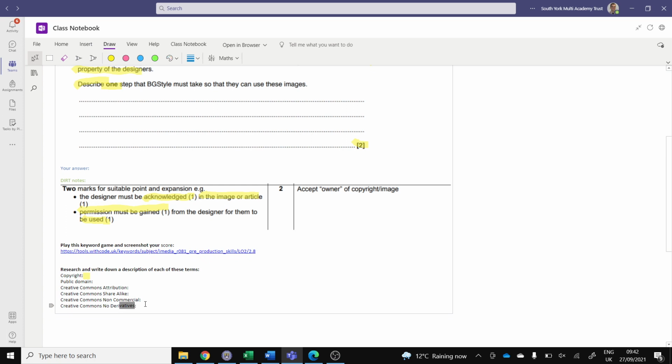Creative Commons no derivatives. So a derivative is something that you make based off it. So if it's no derivatives and you've got a picture of, I don't know, a skateboard, you're not allowed to digitally alter that skateboard to make it look like something else. So remember, you make your notes based on how well you did for question 3, and then have a go to the best of your ability for question 4 this week.